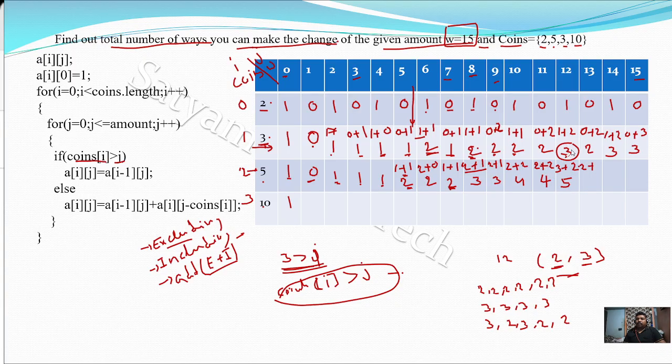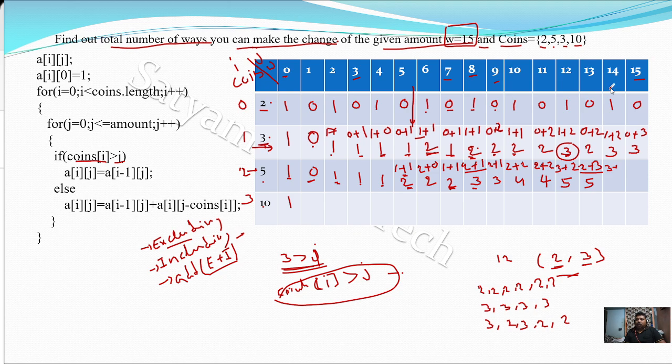If we include that 5, 13 minus 5 is 8. In the 8th column, you can see how many ways to make 8. Here it is 3, so you can take 3. 2 plus 3 is 5 here also. Now we can see the previous value is 3, without including the 5 rupee coin.